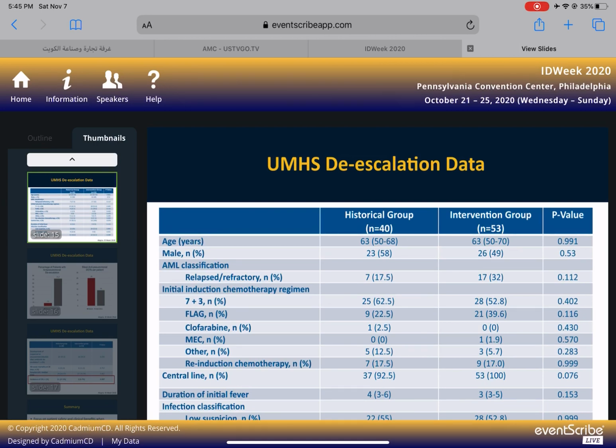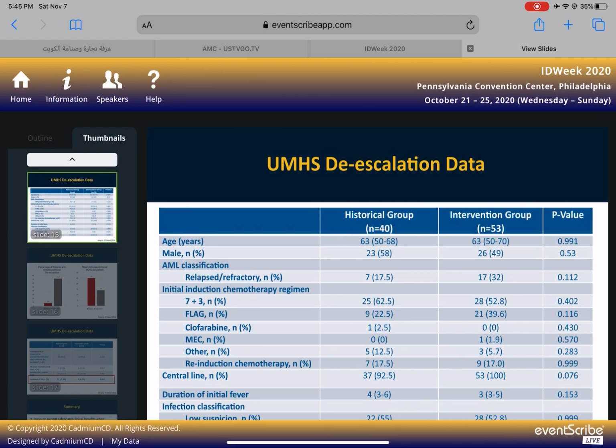This slide shows a breakdown of the different demographics in the historic group and the intervention group. And as you can see, for the most part, they're pretty evenly distributed. Age is similar, gender is similar. We had a little bit higher number of patients in the intervention group with refractory or relapsed AML. It was 32% versus 17.5% in the historic group. Most patients, 85 to 90% of people in both groups, received either 7+3 or FLAG therapy.